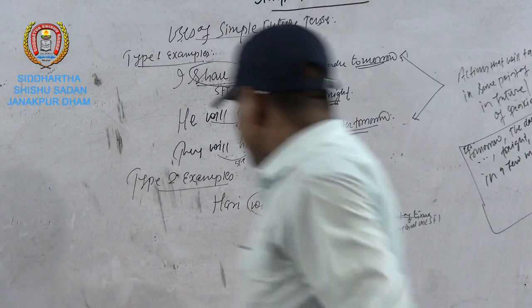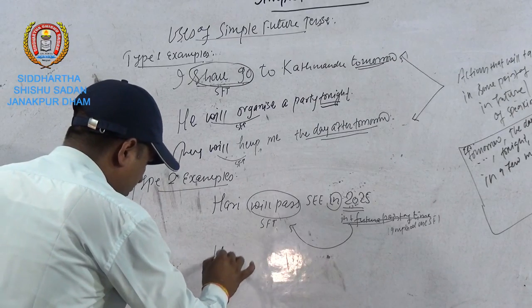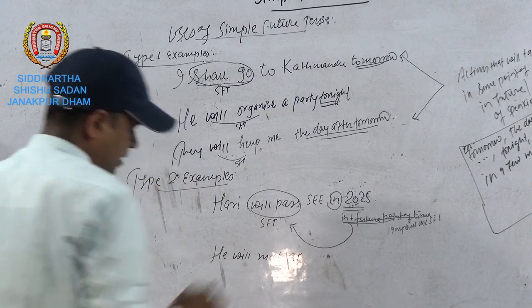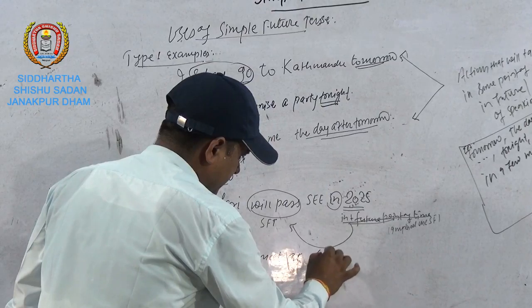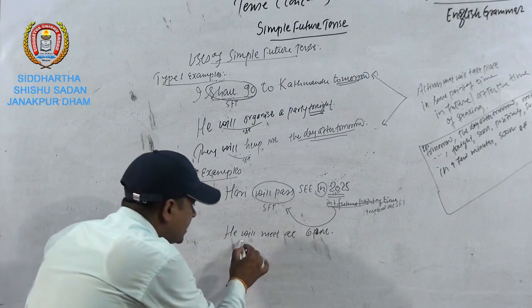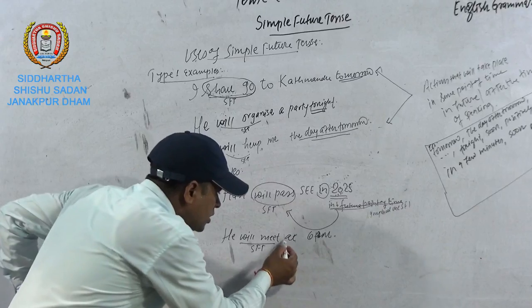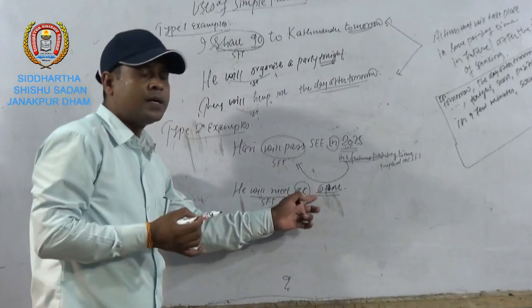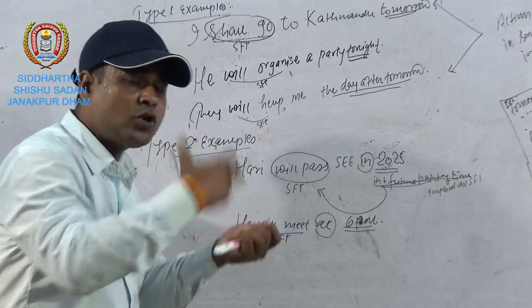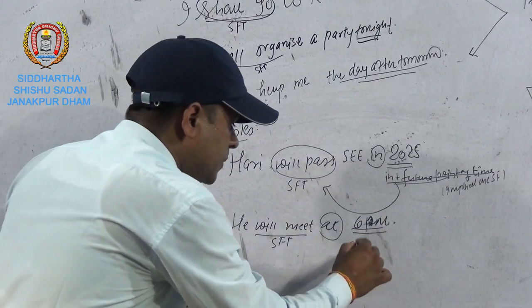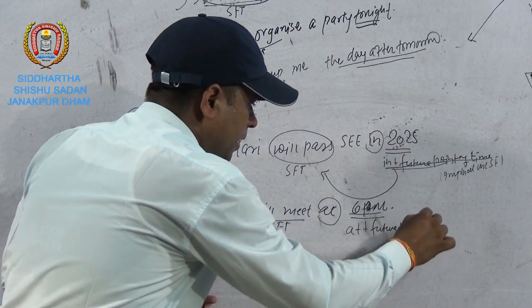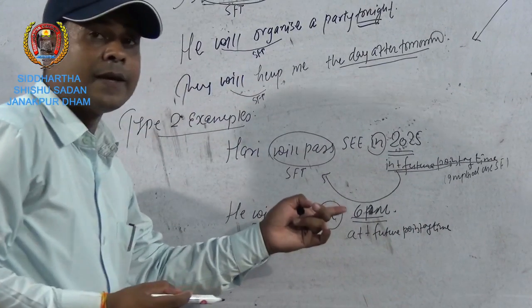Okay. See the next one. He will meet me at 6 p.m. See here. Which tense is here? Simple future tense. Why? Because at plus future time is here. Now, suppose it's 5 p.m. 6 p.m. is still left to come. So, at plus future point of time is here. That's why.